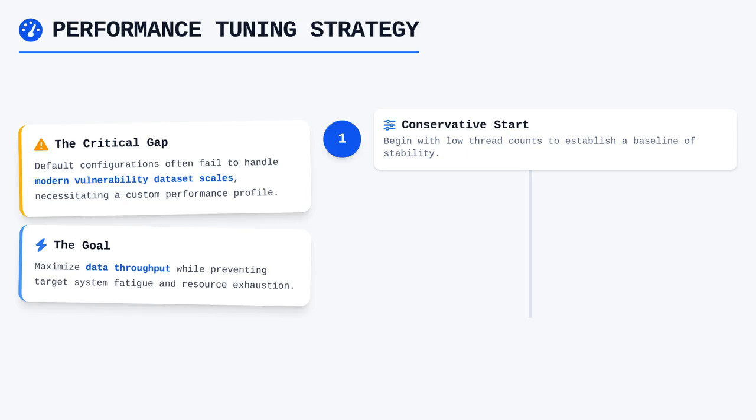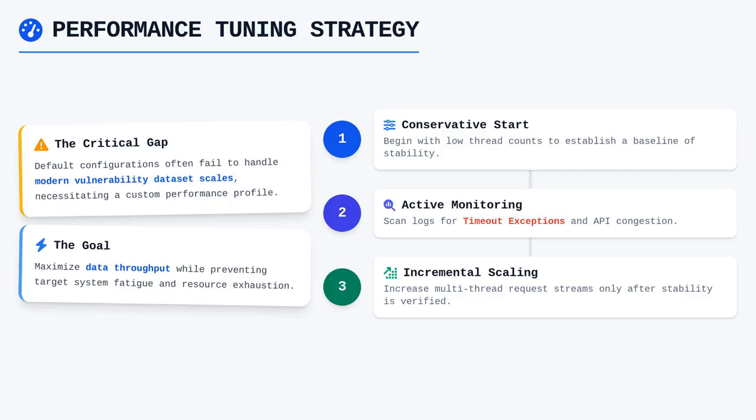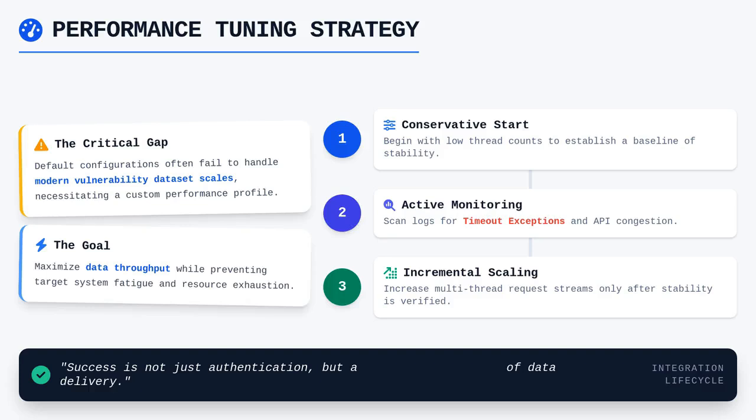It is often wise to start with conservative thread counts and increment them only after observing the stability of the ingestion process. During these early runs, you should actively monitor for timeout exceptions in the system logs to identify where network latency or API congestion might be interrupting the data flow. A successful integration is not just one that authenticates, but one that maintains a predictable cadence of data delivery without overwhelming the underlying resources of our platform.